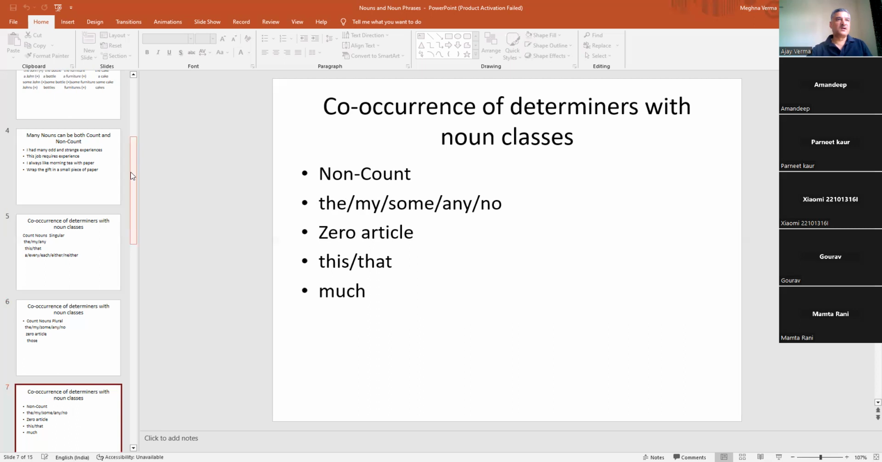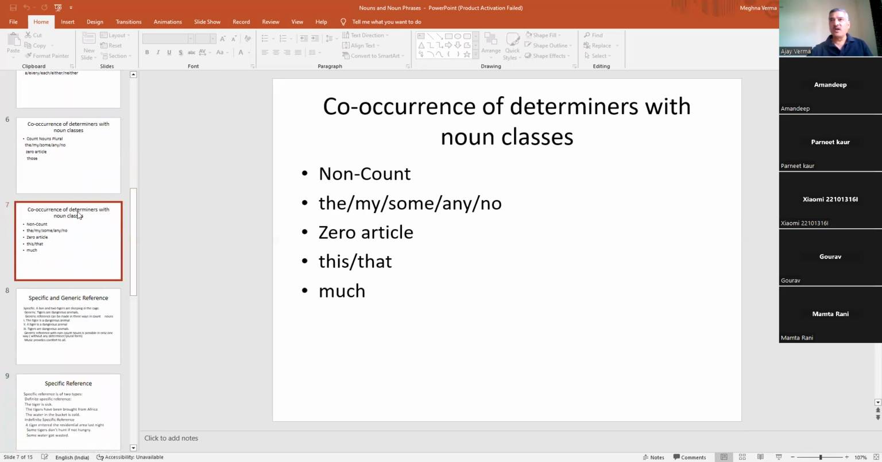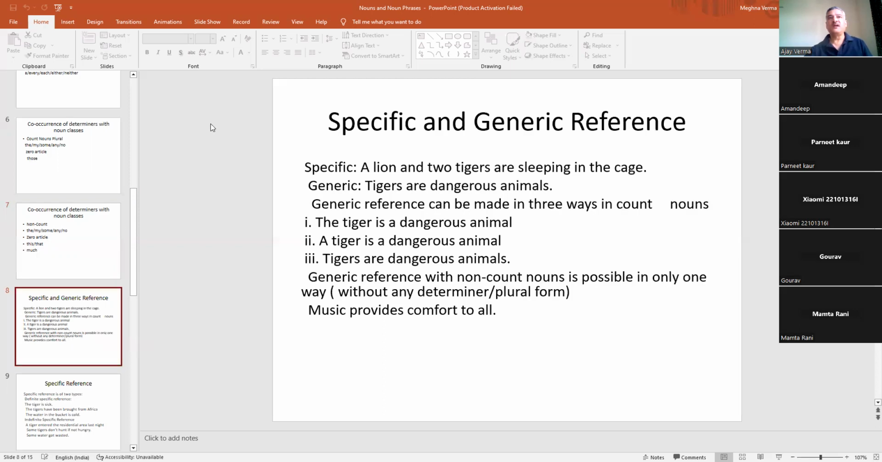I hope this part is clear to you. Before I come to specific and generic reference, one of you please unmute yourself and tell me, is this much clear? Can we proceed and look at the next slide? Yes, sir. Please continue. Specific and generic.